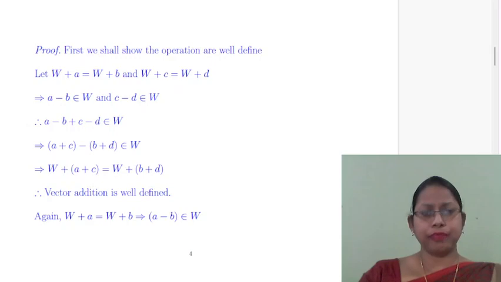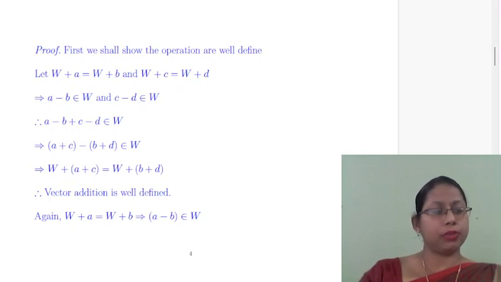Next is the proof. First, we shall show that the operations of vector addition and scalar multiplication are well defined in V/W, for which we consider two pairs W + A = W + B, W + C = W + D. Then by using the property of quotient, that is, if H is a subgroup of G and X belongs to G such that H + X = H implies X belongs to H, we generalize this property of quotient in group to quotient in vector space.